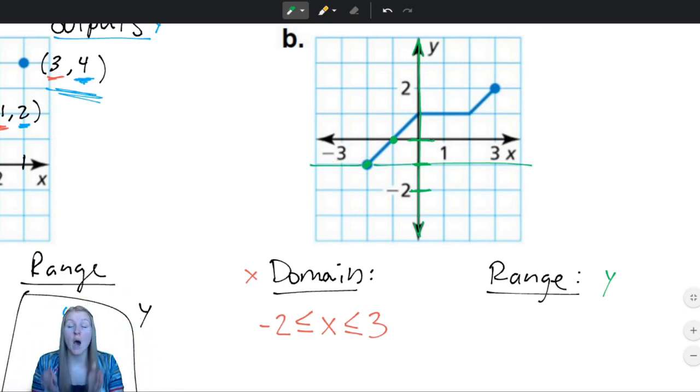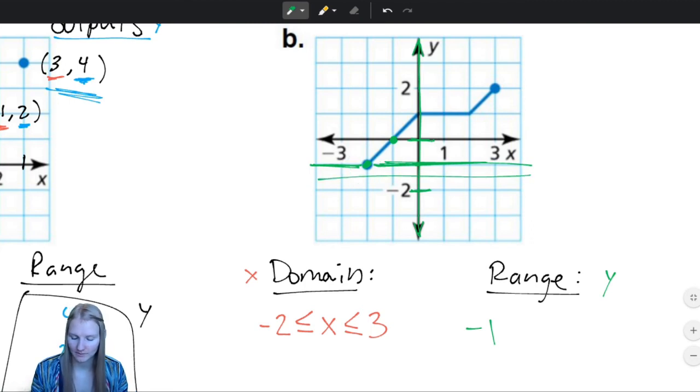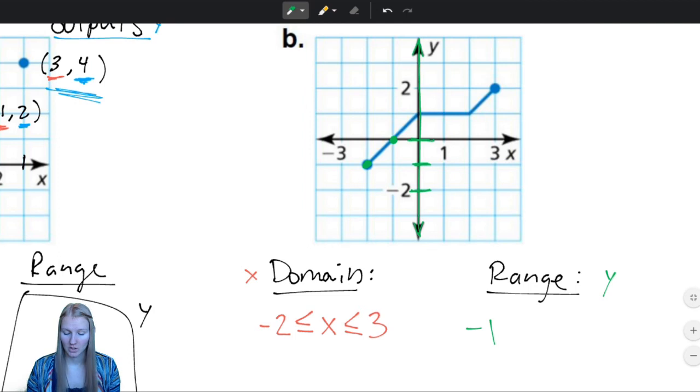If I'm looking up and down, remember for the y values, I'm going to be looking up and down. So the bottom of the graph is at -1. That is the smallest y value that I have for my graph. The bottom of the graph is at -1. Okay, so that's the smallest, and I know that my y values need to be above -1. But where do they stop?